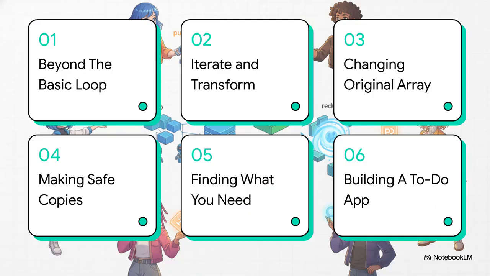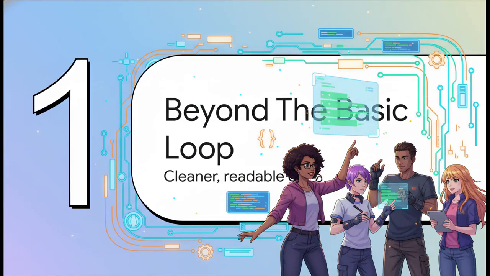So here's the game plan. First, we're going to officially say goodbye to the old for loop. Then we'll dive into the real workhorses, the methods you'll use all the time for iterating and transforming data. After that, we'll tackle a super important topic, the difference between methods that change your original array and those that play it safe. We'll look at how to find what you're looking for, and then, to wrap it all up, we're going to put everything into practice and build a piece of a real to-do app. Let's get into it.